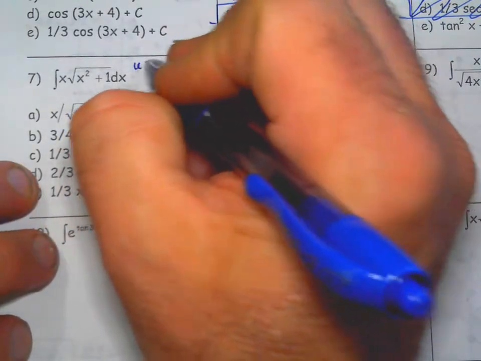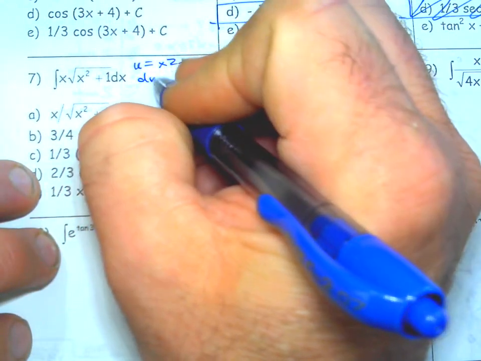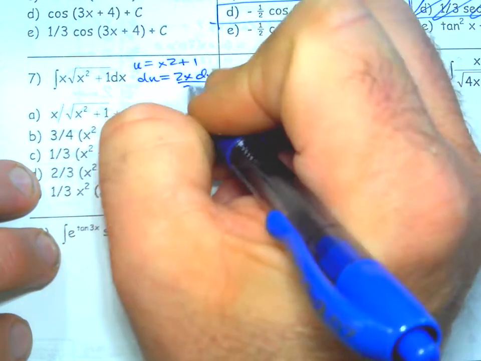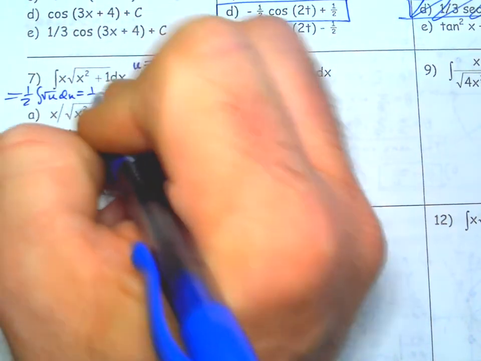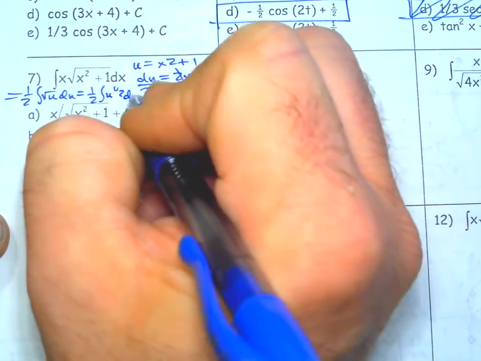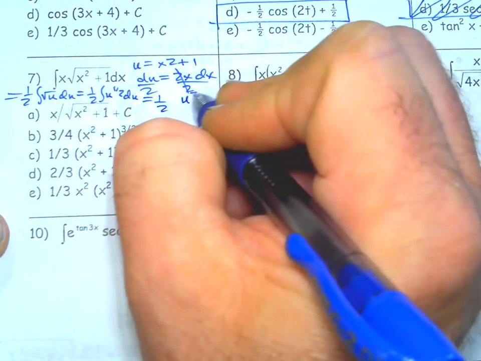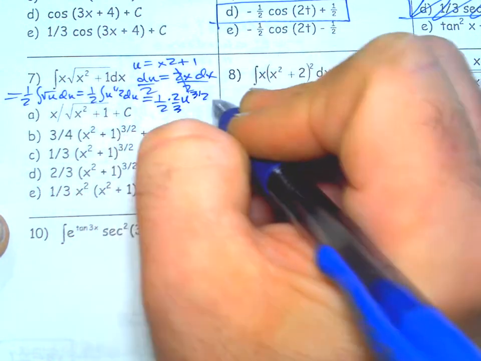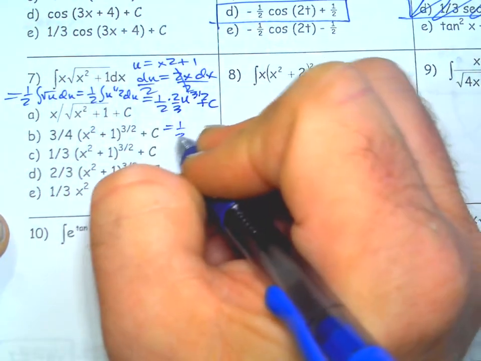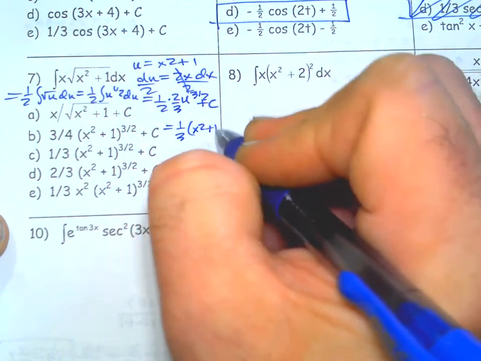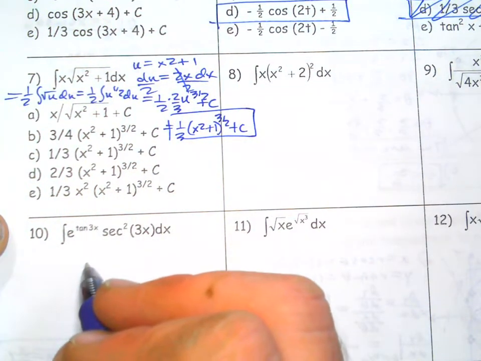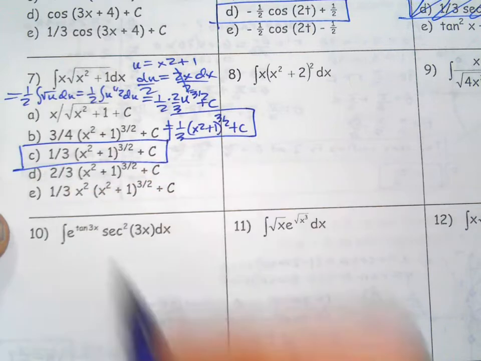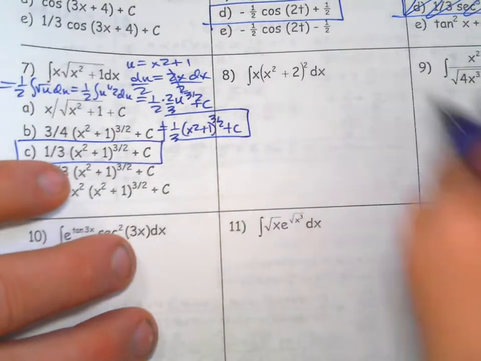Okay. u equals the inner function. du equals 2x dx. I don't want the 2, so I'm going to rewrite this as 1/2 square root of u du, which is 1/2 u to the 1/2 du. The power will bump up 1, divide by the new exponent, plus c. So it's going to be 1/3 (x squared plus 1) to the 3/2 power plus c.